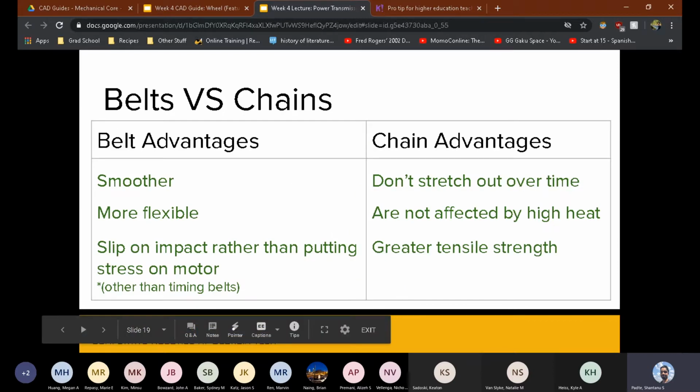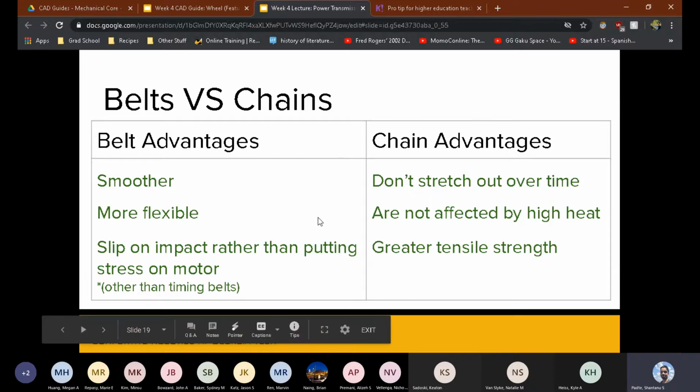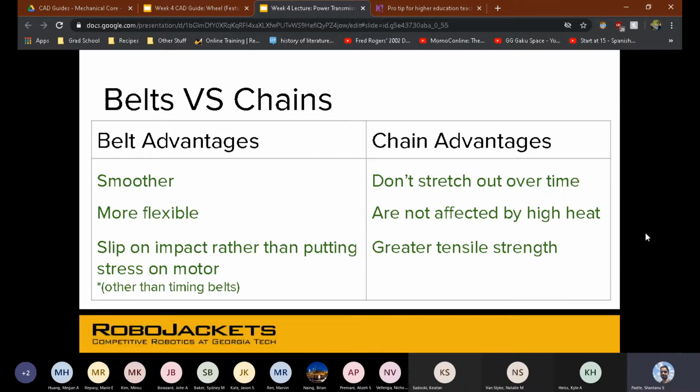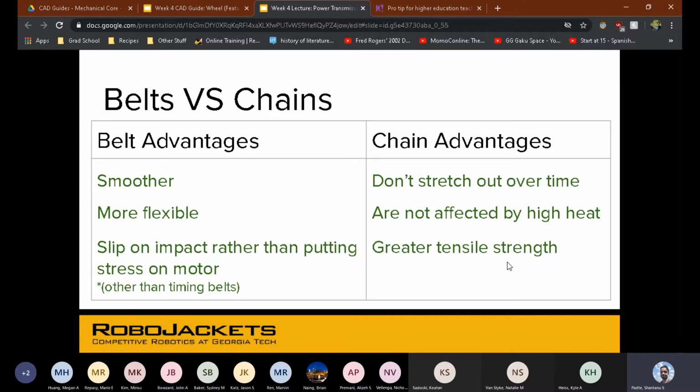So we compare belts with chains. What are the advantages that belts have? Belts are, of course, smoother and more flexible, and they slip on impact rather than putting stress on the motor. This is sort of important for battle bots in particular. A chain does not stretch over time, and since chains are made out of metal, they are generally not affected by high heat, and they also have greater tensile strength.